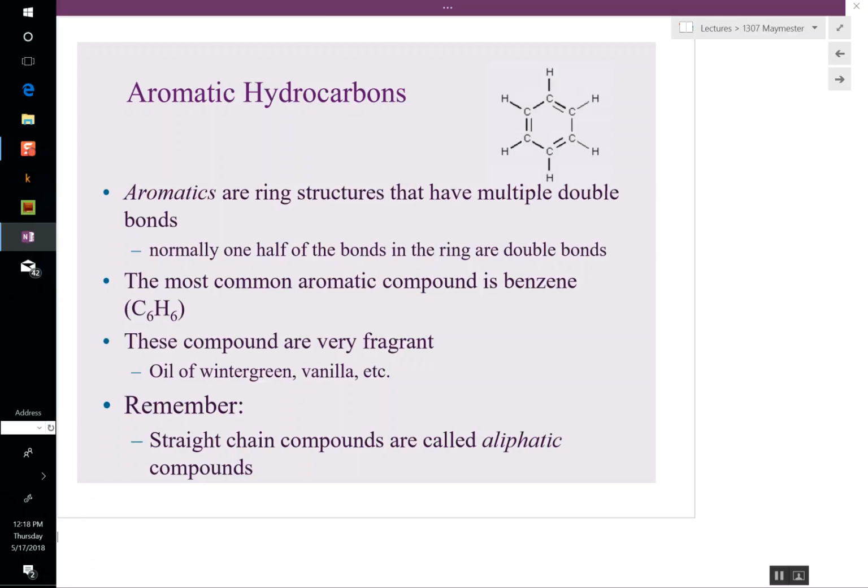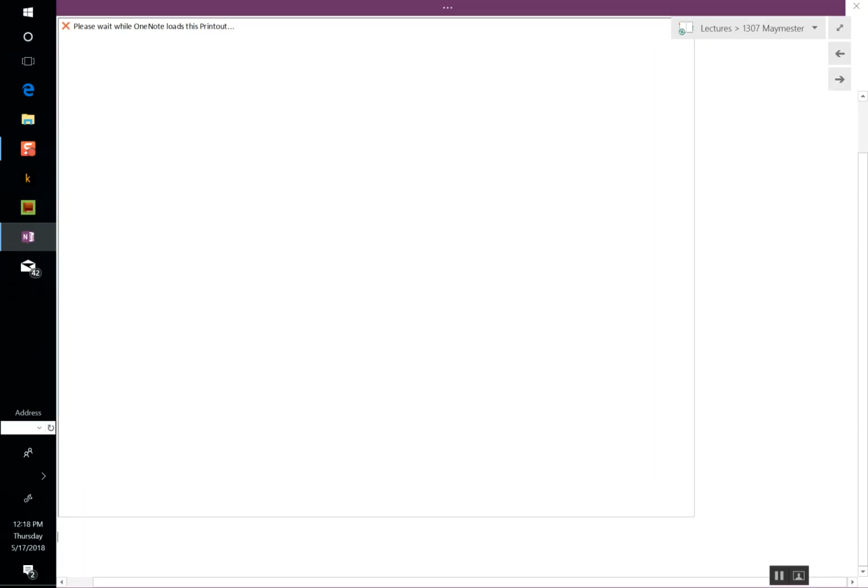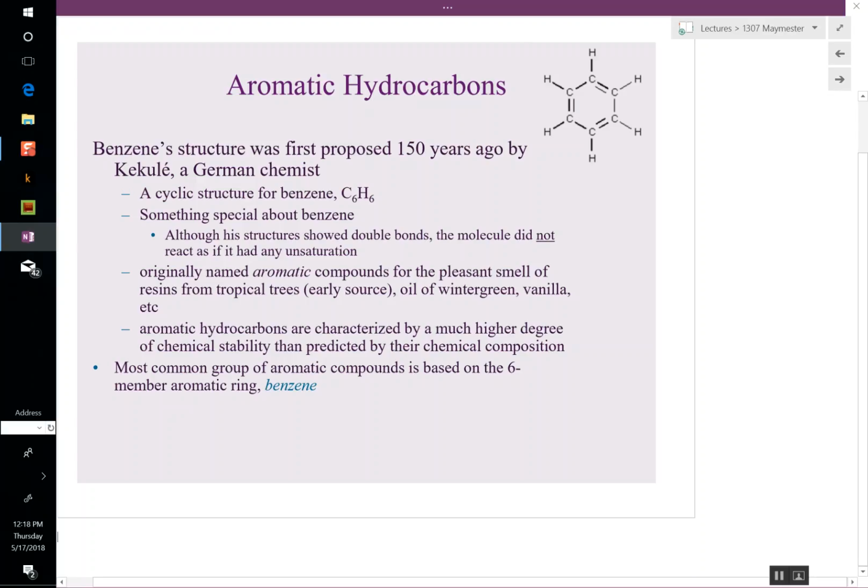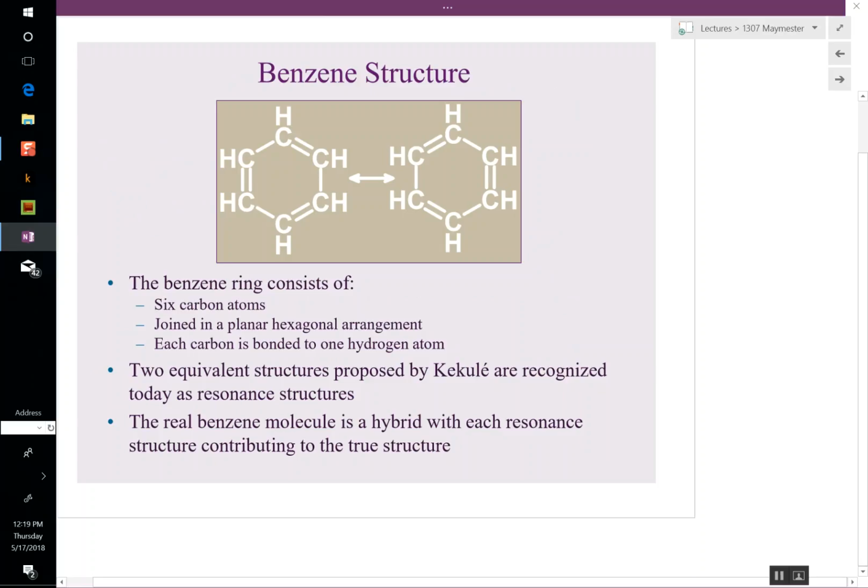Straight chain compounds are called aliphatics. So, this is an aliphatic molecule. Aromatics are not aliphatic. They're cyclical. They're not in a chain form. They're in a ring. Okay, well, I'm not going to dwell on this. This chemist Kekulé got really into this, what the molecular orbitals look like. But I'm not going to dwell on that.